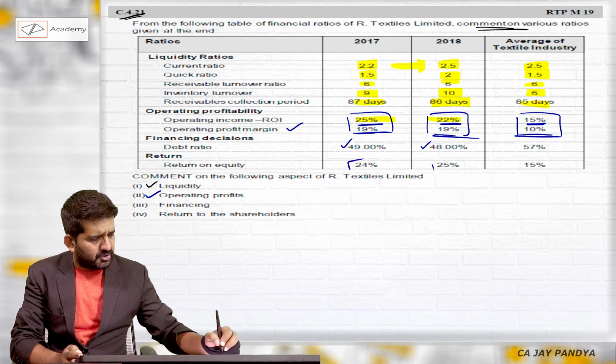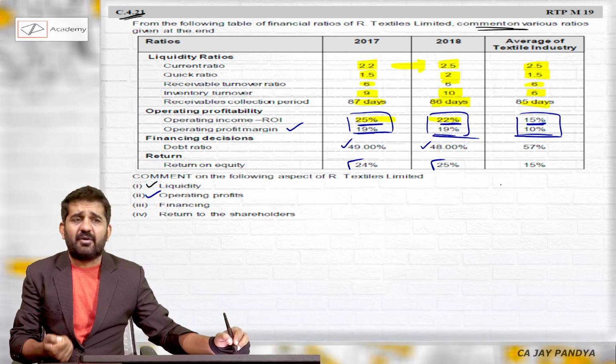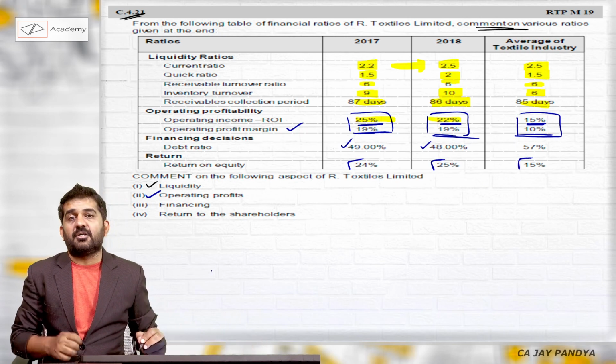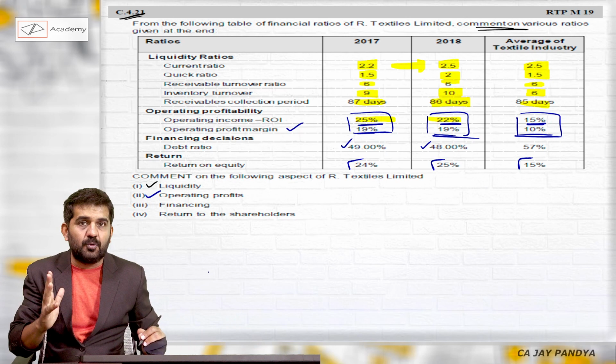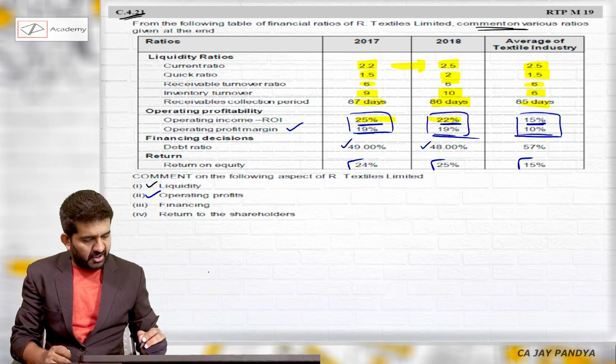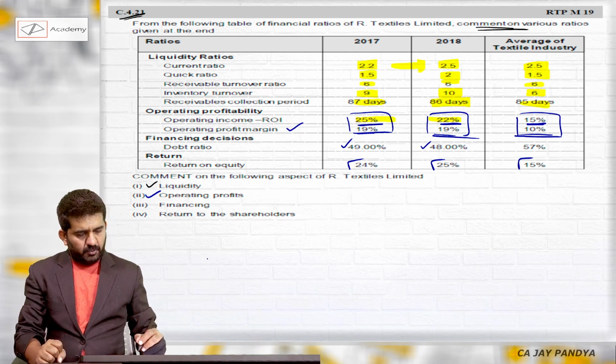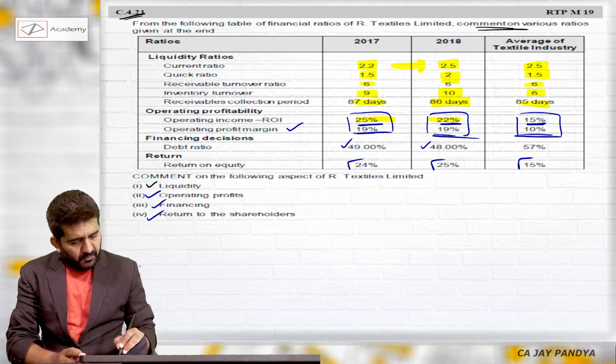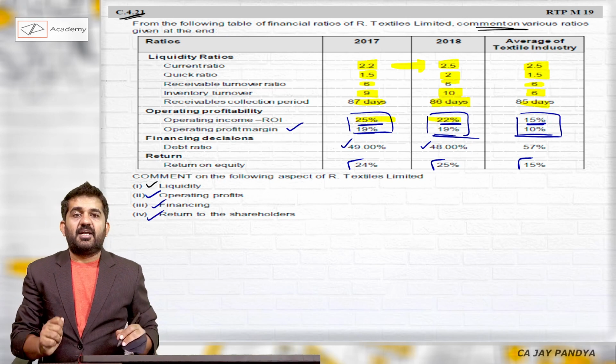Return on equity was 24%, has increased by 1% to 25%, where the industry standard is 15%. So we are giving a very good return on equity to our equity shareholders. We have commented on return to shareholders and even financing.